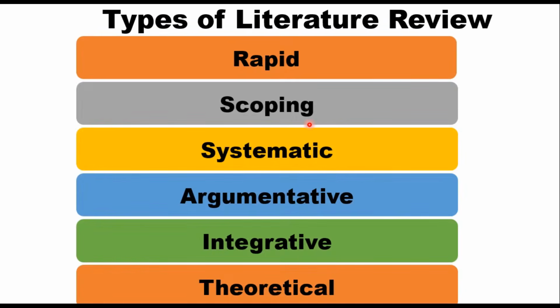One is rapid. It is rigorous in its methodology but sets limits on the process to shorten the time frame of review completion. The second is scoping. It provides a preliminary assessment of the potential size and scope of available literature. Then systematic. This review provides an overview of existing evidence related to a clear research question. Argumentative inspects literature selectively to support or disprove an argument. Integrative presents the state of the science, contributes to theory development, and has direct applicability to practice and policy.